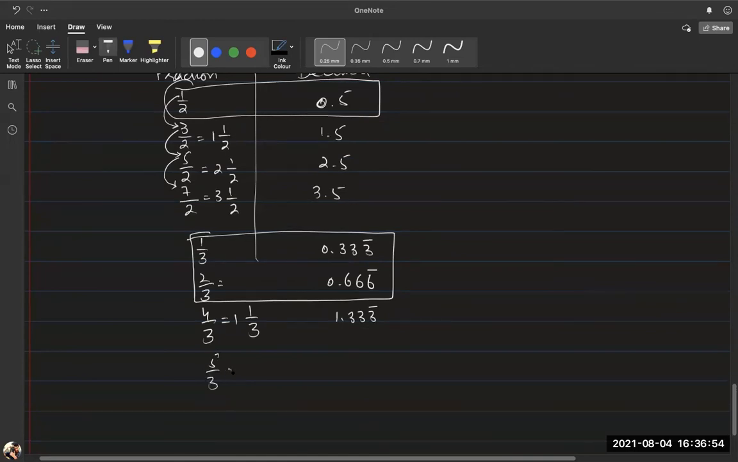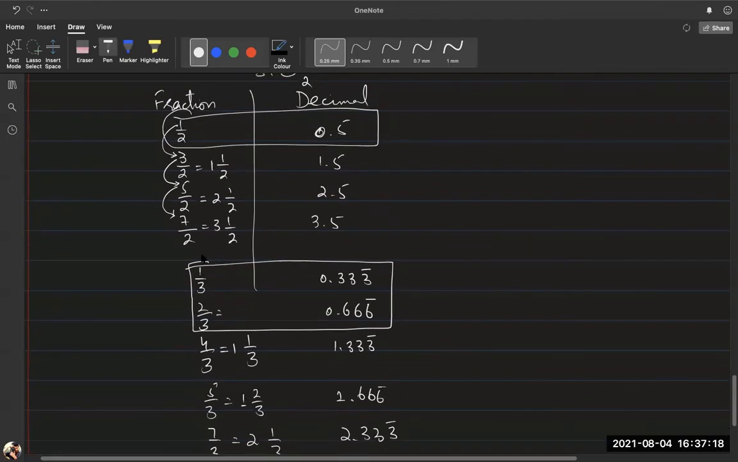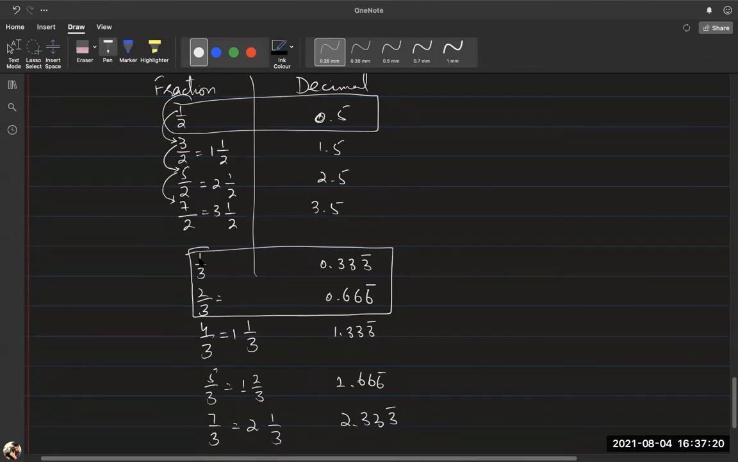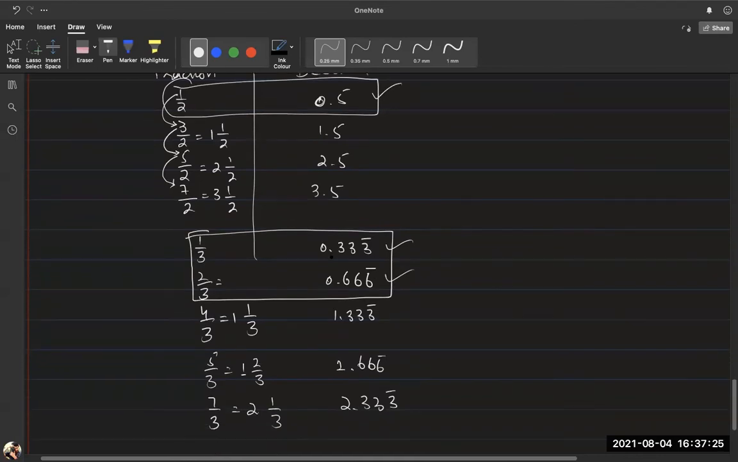Similarly, if I have 5 by 3, then that is 1 whole 2 by 3. So 1 is given, and then I use the 0.66, so 1.666. Similarly, if I have 7 by 3, that is 2 whole 1 by 3, so again 2.333. Why am I doing this? Because sometimes we get these questions in the exam and you just get the decimal number, but you do not know how to convert it to a fraction. So it can get a little troubling or frustrating. By remembering these, you can figure that out pretty easily.